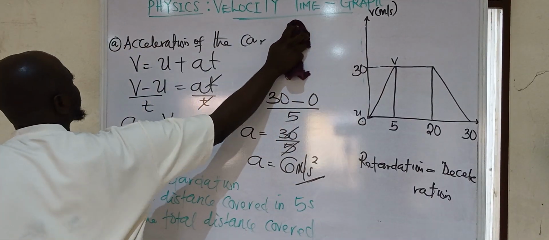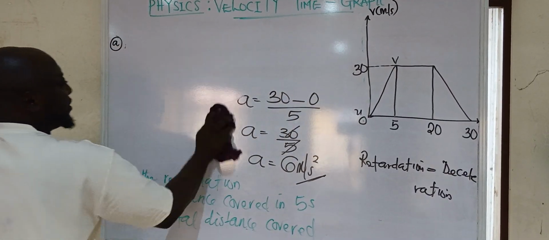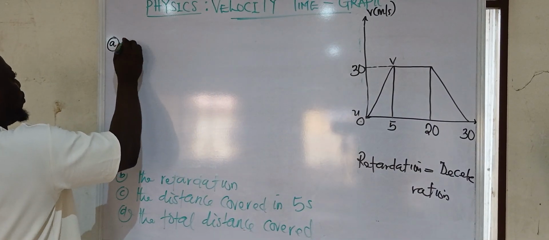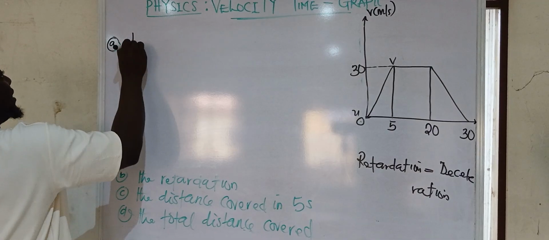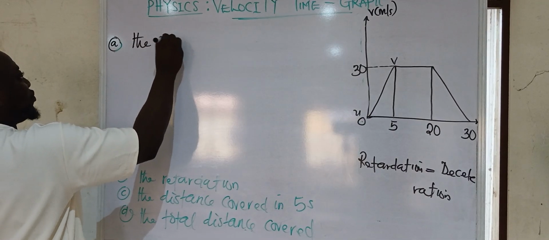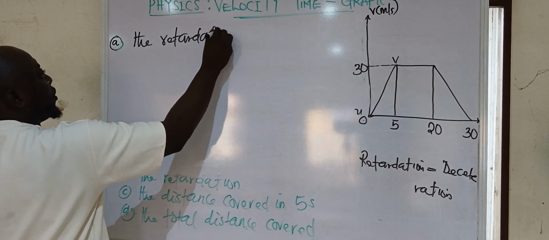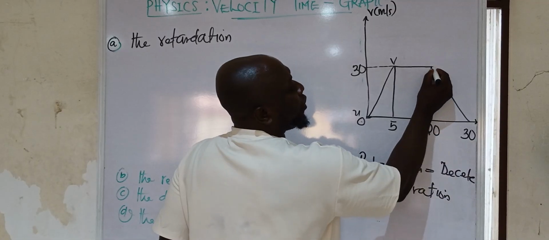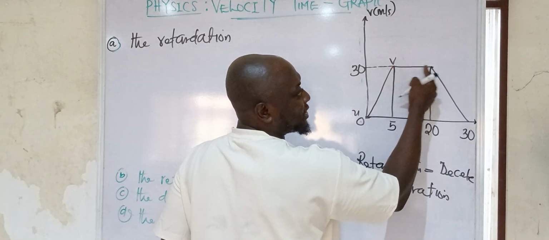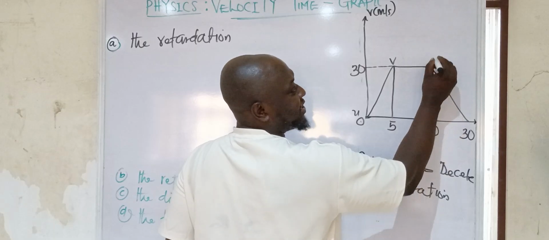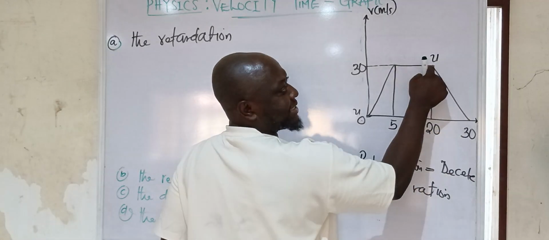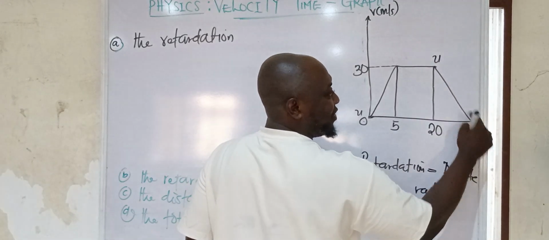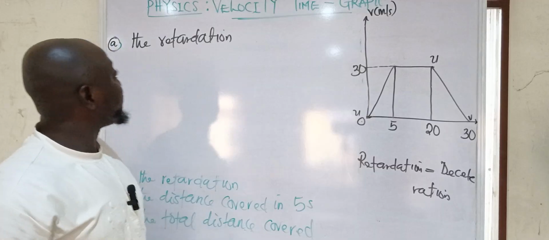Now the next question we want to do is B, the retardation. So how do we calculate the retardation? We want to calculate the retardation of the car. That means when it decelerated, that is what we mean by retardation. So from this point, what does it mean? This is the point where it comes down. Before it comes down here, the car went here and then comes down here. So in physics, where the car was before coming down is my U now. Then coming down, this point here becomes my V, where the car will now rest. So what does that mean?